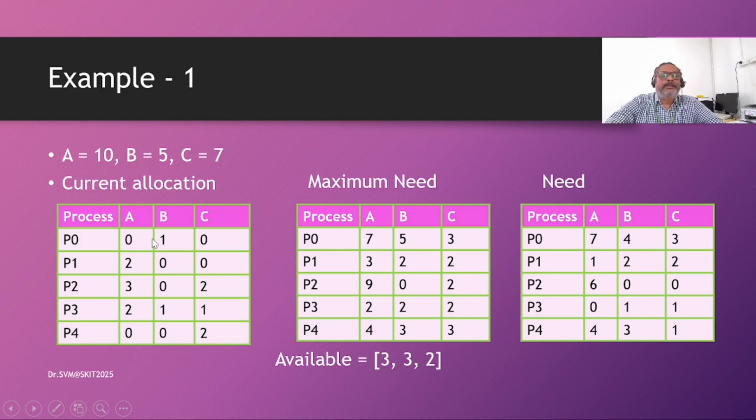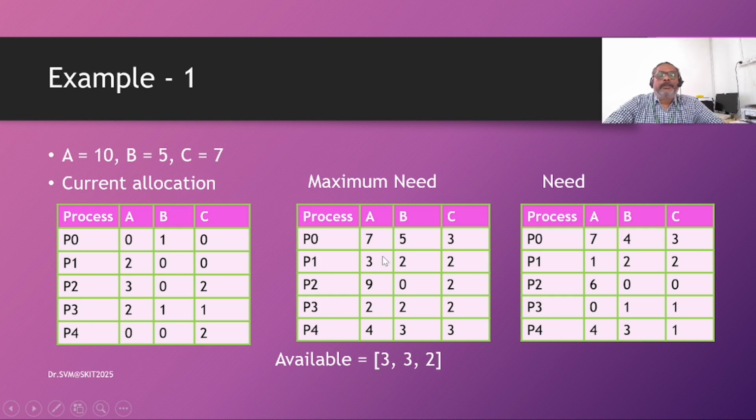So at this instant, let's look at what each process is having. Process P0 has nothing of A but 1 instance of B, nothing of C. Process P1 has 2 instances of A, none of B and C. Process P2 has 3 instances of A, none of B, 2 instances of C. P3 has 2, 1, 1 respectively, and P4 has 0, 0 and 2 respectively for A, B and C.